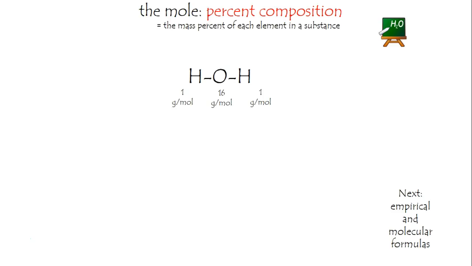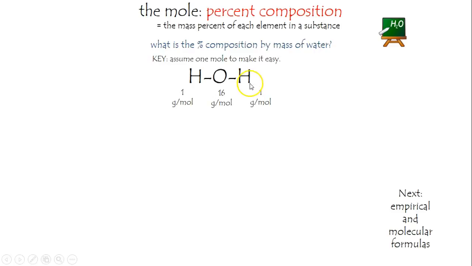We're talking about percent composition, and let's do it by example. It is the mass percent of each element in a substance, and the key to this really is to assume that you have 1 mole. Let's do water as a very simple example, but all the other ones are just analogous to this.